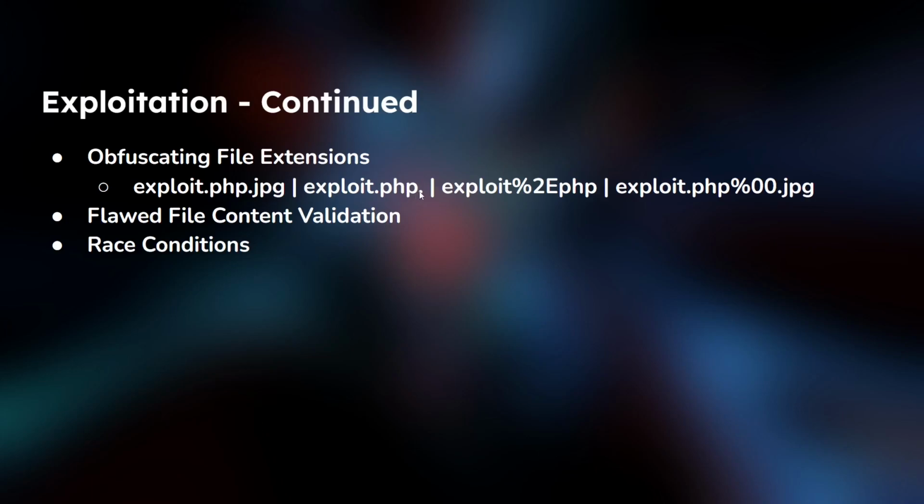You might be able to just add a dot at the end and see if that messes with it. You could URL encode the dot character and see if that screws it up, or maybe you could put a null byte between those two. There's tons of ways you could do this. These are just a couple. So when you're actually going out and doing your tests, definitely experiment a lot with these different obfuscations of file extensions if you can verify that that's what they're using.